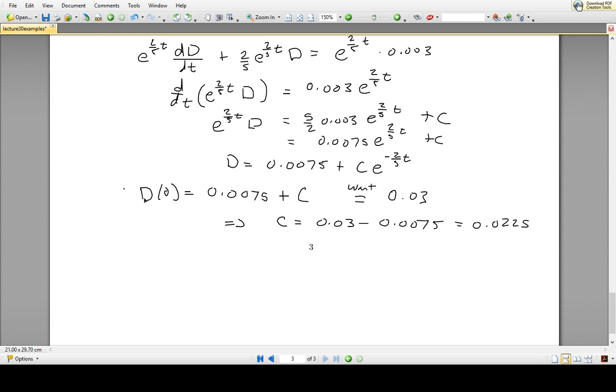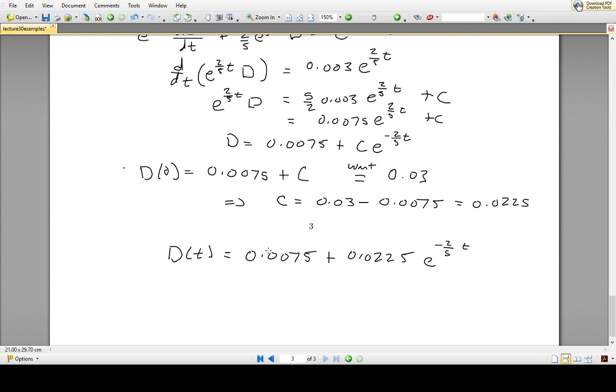Okay, so now that I know what c is, I can go in and plug that in. So finally, the amount of dye at any given time is equal to 0.0075 plus my constant, 0.0225 times e to the negative 2/5 t, and that's it. So if you give me a time in hours, I can tell you how much dye is still in the keg.